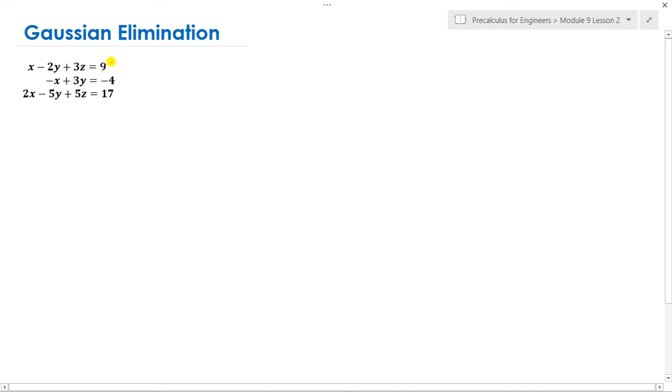So, let's start with the first method, Gaussian elimination. The goal of this method is to transform our given equations into row echelon form. That's what it's called, row echelon form. So una i-transform nato ang atong given equations into row echelon form.